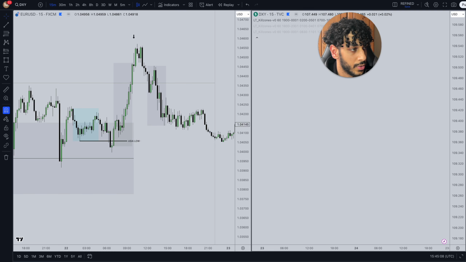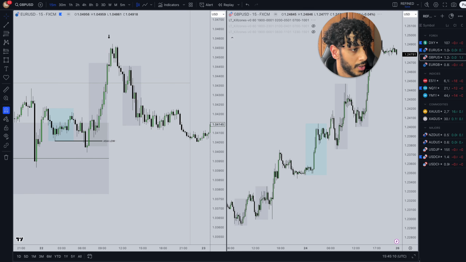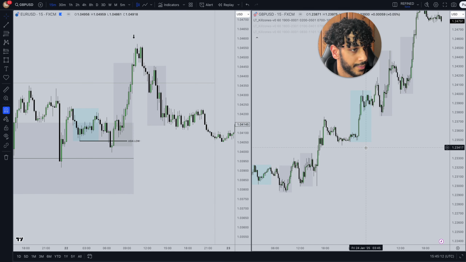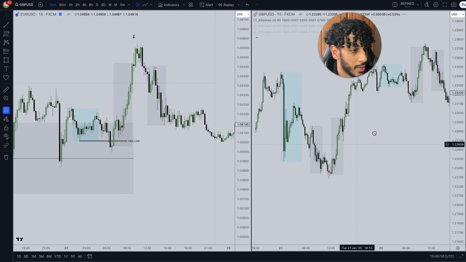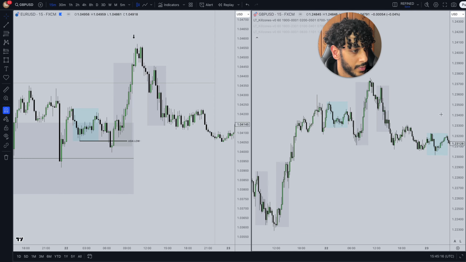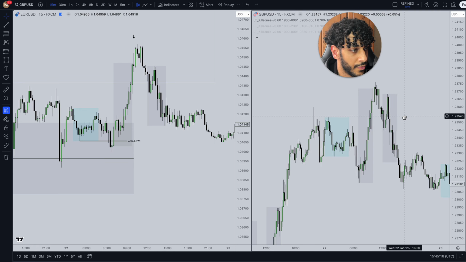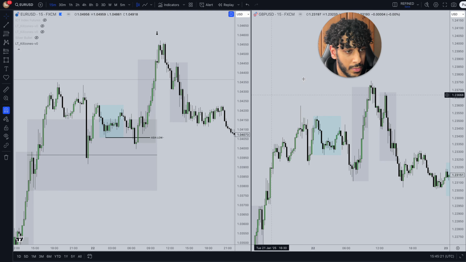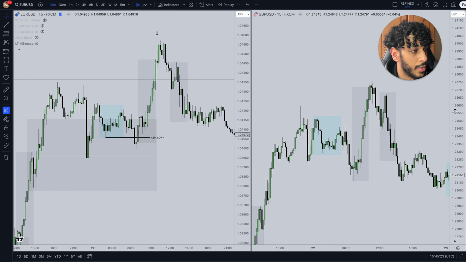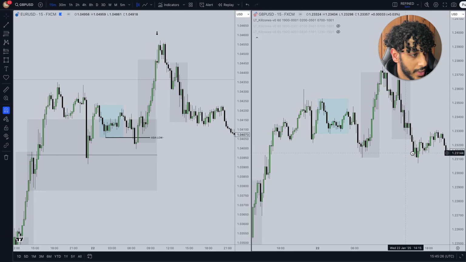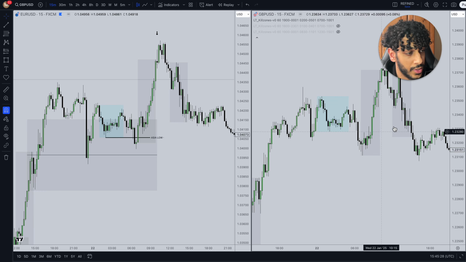If I hop over to GU, I want to show you the SMT here as well. EU and GU are correlated, which means you are going to see times in which GU will, for example, make a new lower low, whereas EU won't. And this will be a correlation that we can use to further support our bias.